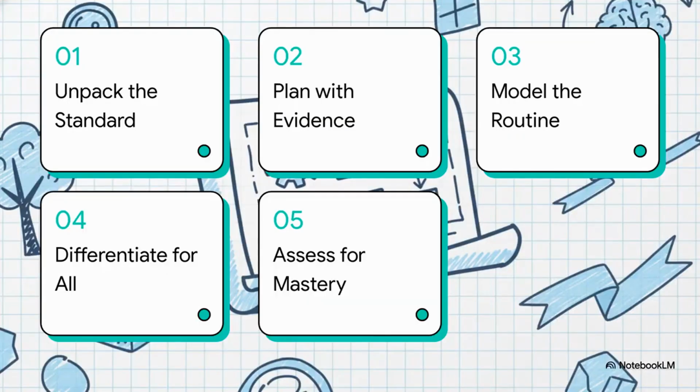We're going to follow a really simple 5-part plan. First, we'll unpack the standard so we're crystal clear on our goal. Then, we'll plan with some evidence, model the exact teaching routine, talk about how to differentiate for all your learners, and finally, how to assess for real mastery. It's a solid path to a great lesson.